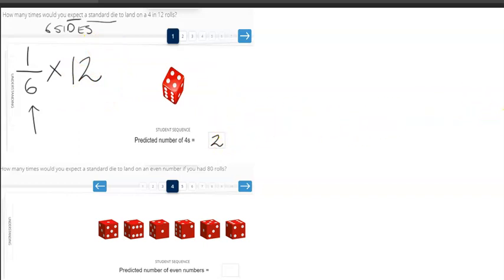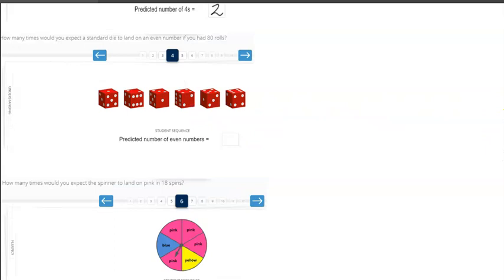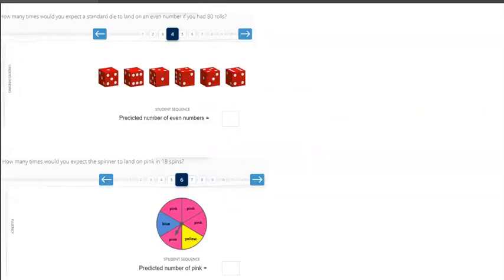The next question we're looking at, right over here, let's scroll down. How many times would you expect a standard die to land on an even number if you had 80 rolls? So again, the format is the same. We're gonna find a probability, okay, still a standard die. We're gonna find a probability. This time, the probability is an even number.